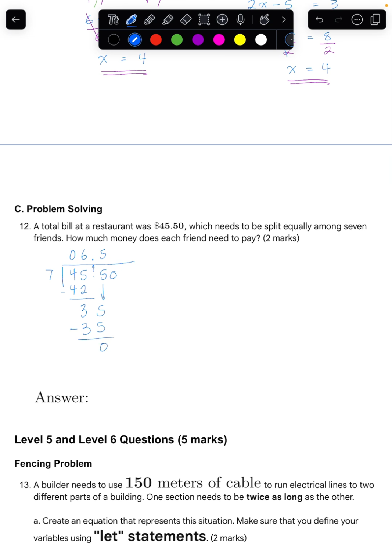And so 7 goes into 45.50 6.5 times, which really means that each friend has to pay $6.50. Don't forget this final statement. It's this final statement that is your final answer.